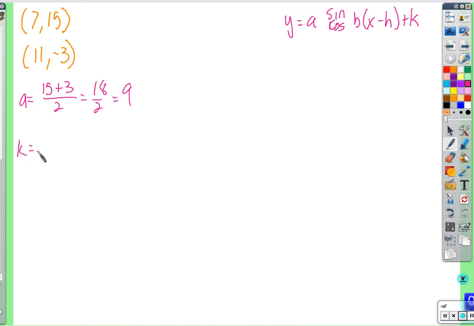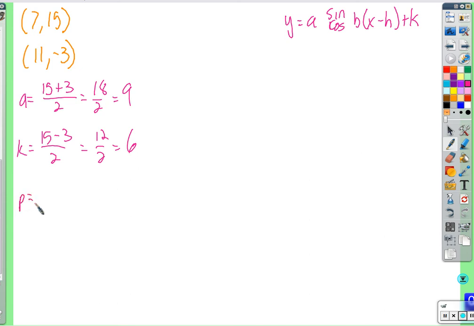How about K? 15 plus 3 divided by 2, minus 3 divided by 2. So this is going to give you the total. The midline. It's going to give the average between these two, the midline. So this is 12 divided by 2, 6. Okay. How about let's find P, and then let's find B.